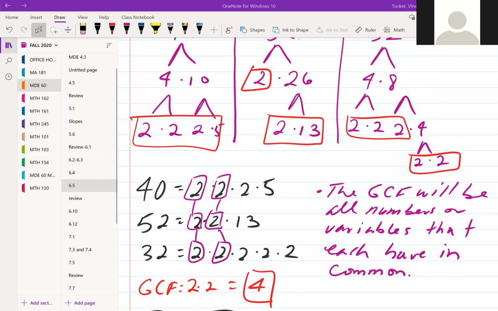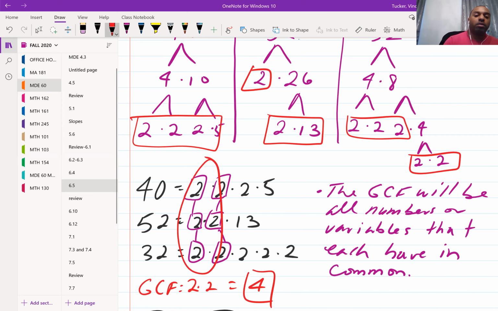How come we didn't use the rest of the twos? Well, it's all about what they have in common. Remember, it's the greatest common factor. So when you look at what they have in common, they have two twos in common with all three. You see what I mean? So this represents 1, 2. They have 1, 2 in common, and then this represents the second 2 that they have in common. If they had a 7 in common with each, then that would have been 2 times 2 times 7. You would have to include that 7.